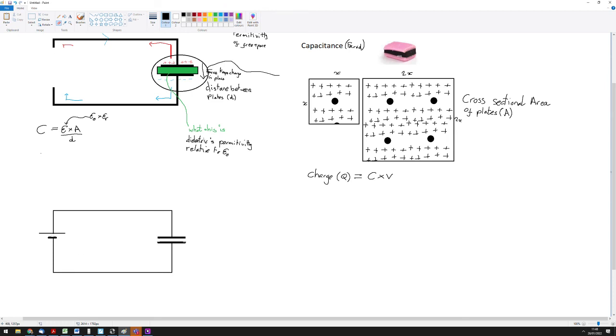Right, so let's suggest a capacitance of... Do you want an easy one or a hard one? Hands up for an easy one. Okay, that looks like it's going to be a hard one.